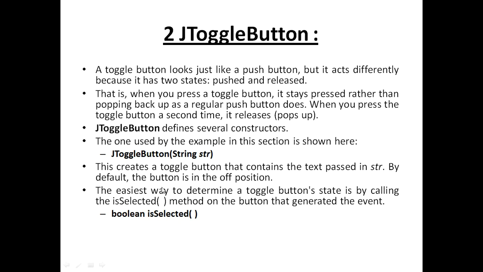The easiest way to determine a toggle button's state is by calling the isSelected method on the button that generated the event. So there is a method called isSelected. If you call this method on that toggle button, it will show you the state of the toggle button, meaning whether it's in an on state or an off state.